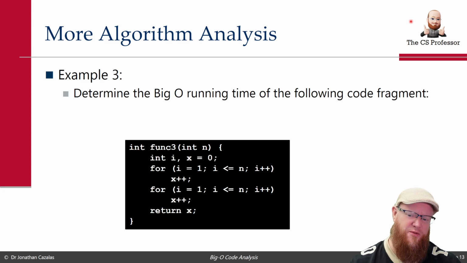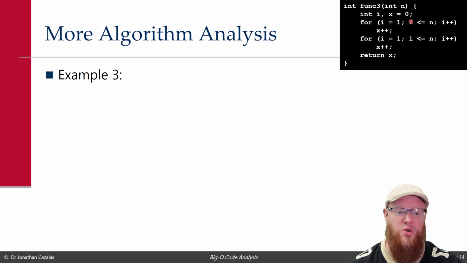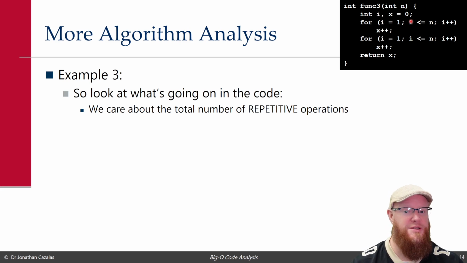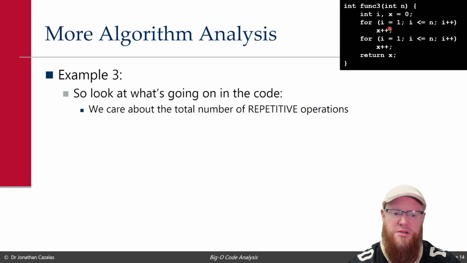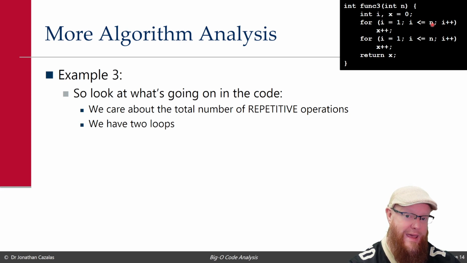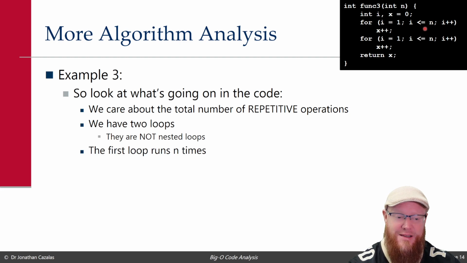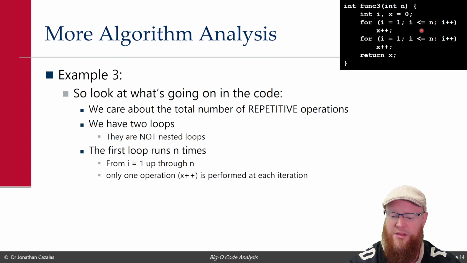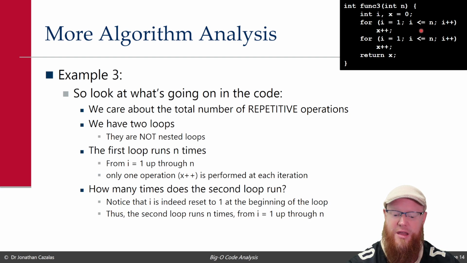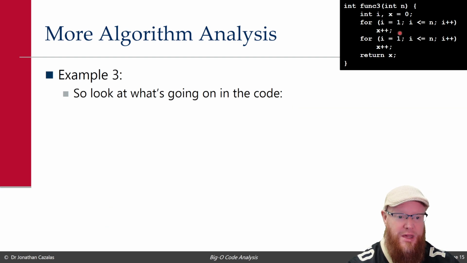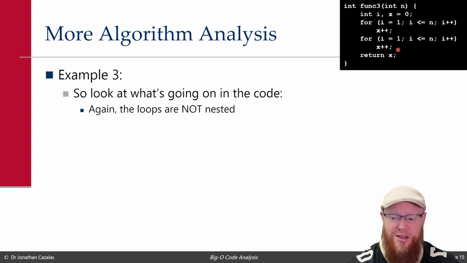Another example, this one's pretty straightforward, really reminiscent of that first one. You have this function, and we have two for loops. They're not nested. Let's do a quick analysis of this. Look at what's going on inside the code. Again, we care about those repetitive operations. Each for loop has a single operation inside it, x plus plus. That's it. Each for loop goes from I equals 1 all the way up to and including n. These for loops are not nested. The first loop runs n times. The second loop runs n times. And each time each of those for loops runs, it's just a single operation.